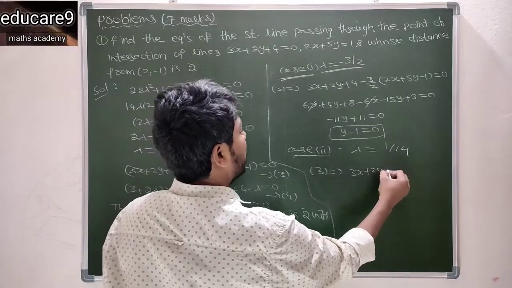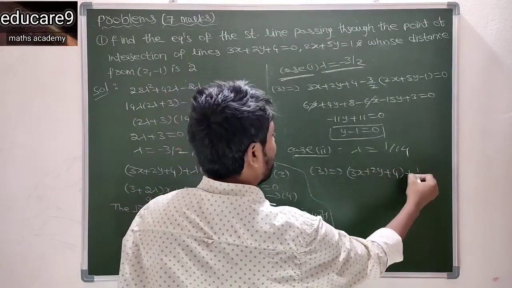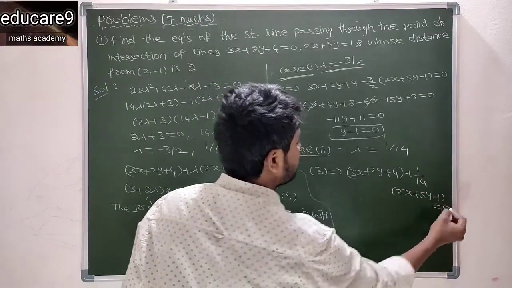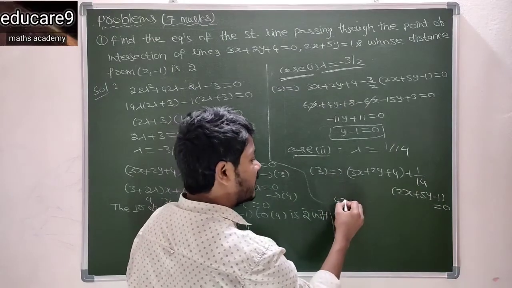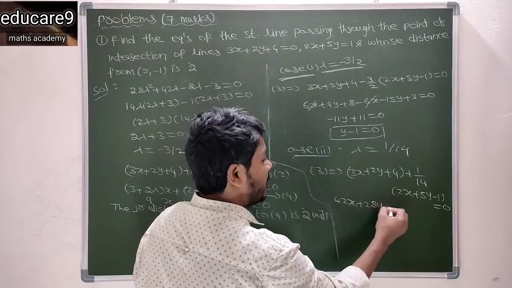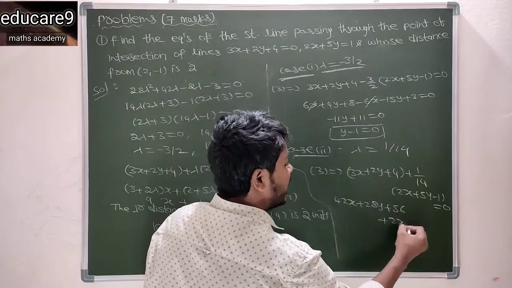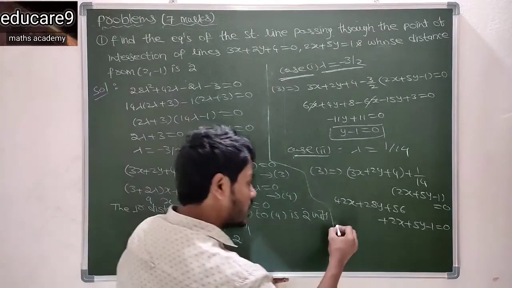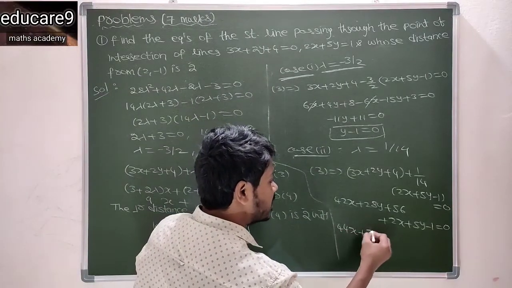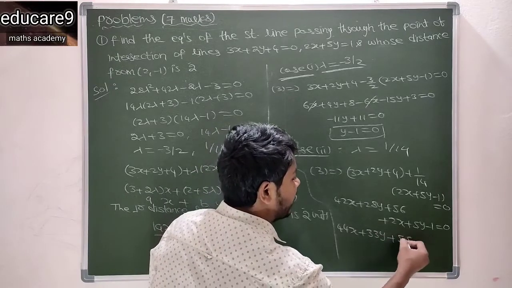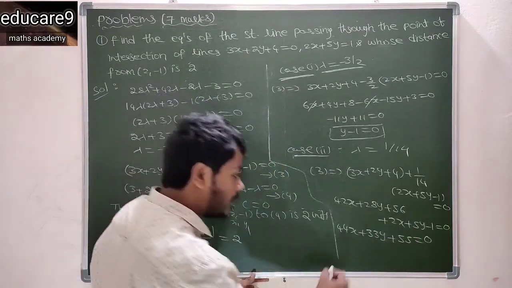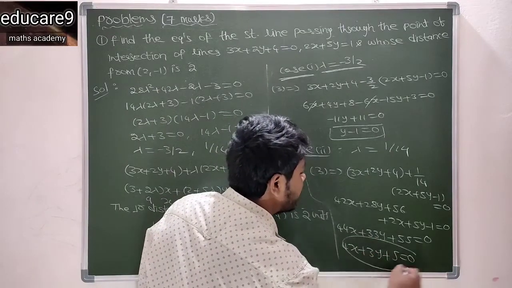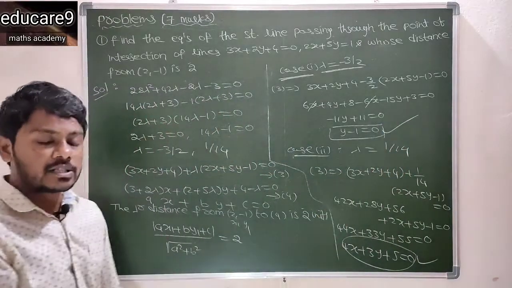3x plus 2y plus 4 plus 1 by 14 into 2x plus 5y minus 1 is equal to 0. So here 14 times 3, 42x plus 28y plus 56 plus 2x plus 5y minus 1 equals 0. So 42 plus 2, 44x plus 33y plus 55 is equal to 0. So 11 is common, what you get? 4x plus 3y plus 5 equals 0. So clearly these two are the required straight lines.